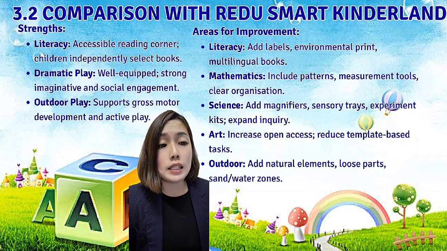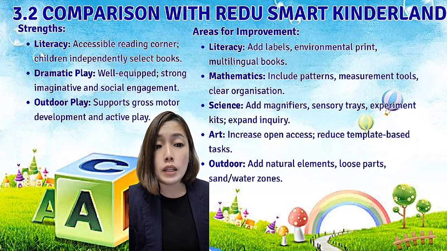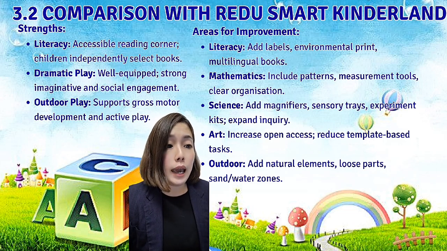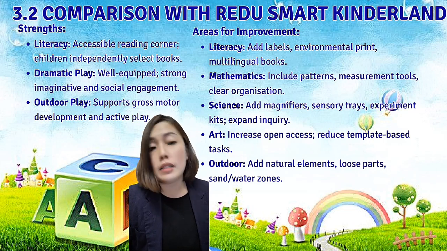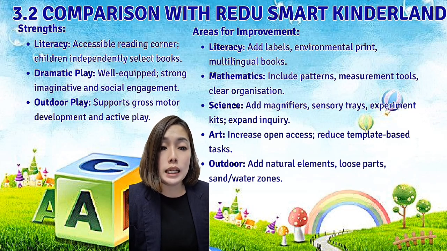At Redu Smart Kinderland, several learning centers demonstrate strength, while others require further enhancement to meet high-quality standards. The literacy center shows good accessibility through age-appropriate books and cozy reading space, yet it lacks environmental print, labels, and multilingual materials that enrich literacy exposure. The Mathematics Center supports basic numeracy through counting tools and puzzles, but essential items such as a pattern set, measurement tools, and labeled storage are missing.